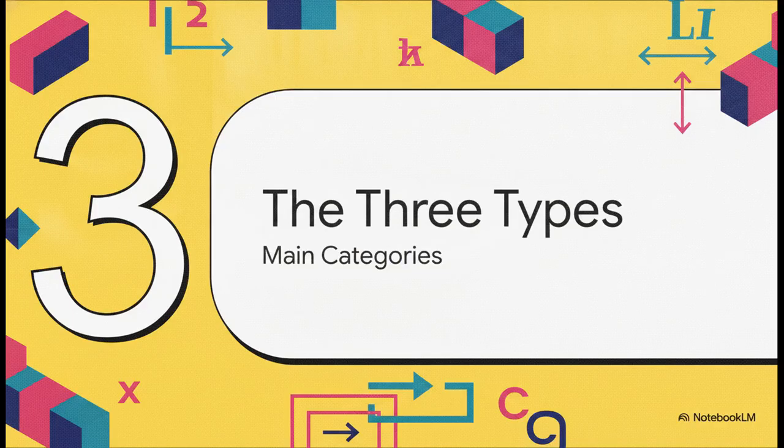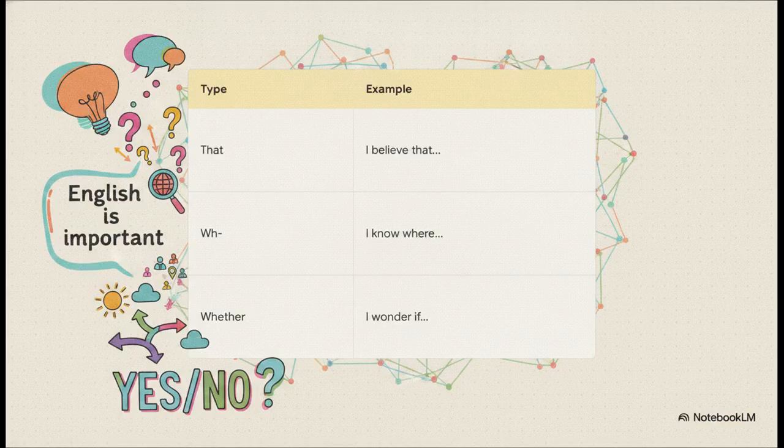Okay, section 3, the 3 main types. So we have that clauses, which we use to report facts, opinions, or beliefs, like I believe that English is important. And keep in mind, sometimes that word that is actually optional in spoken English. Next up are W clauses, which use question words to ask indirect questions, such as, I know where she lives. And finally, whether or if clauses are absolutely perfect for expressing yes or no ideas, like, I wonder if it will rain tomorrow. 3 powerful ways to express your thoughts.